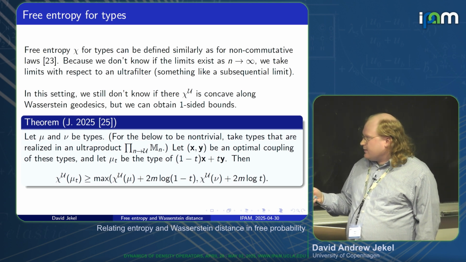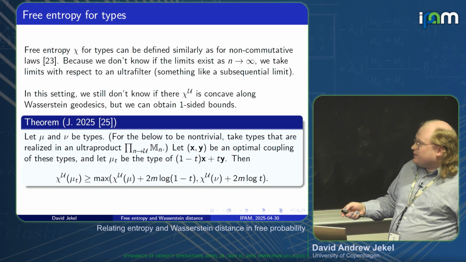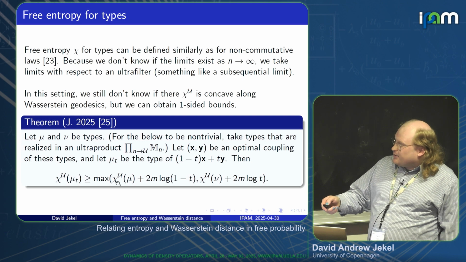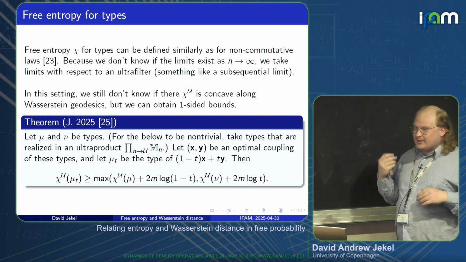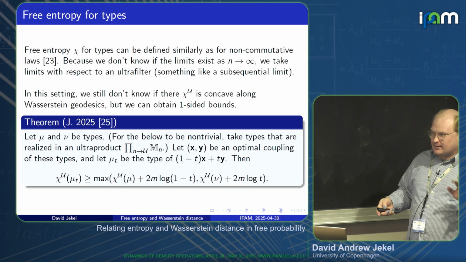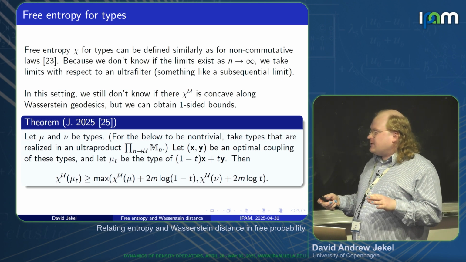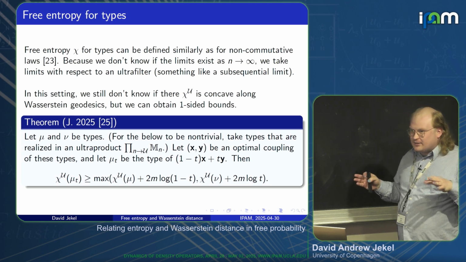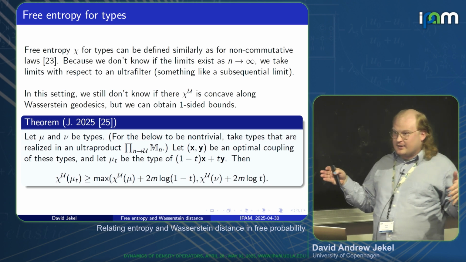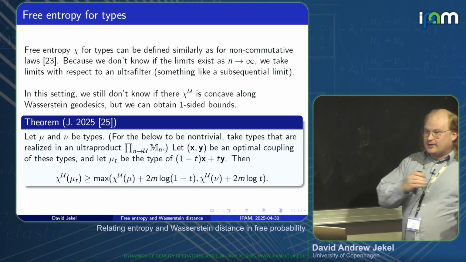And it turns out that you can at least get part of the way to having a good way to combine matrix models that have the right entropy and Wasserstein distance in this setting. So we don't know yet if this entropy will be concave along the geodesic, but at least we can get some kind of lower bound.